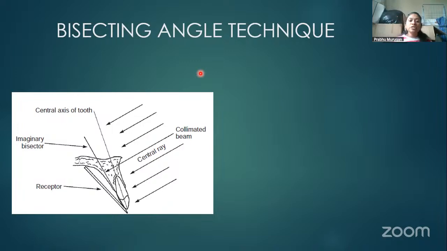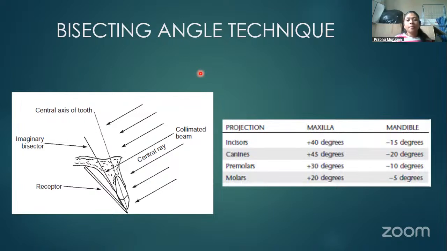When you draw an imaginary line between these two, the line bisecting the angle between the central axis of the tooth and the receptor produces two equal angles on either side. Two isometric triangles are produced here, which is why it is called Cieszynski's rule of isometry. For a perfect bisecting angle technique, we need to use certain projection angles; only then will you have a correct image. For the maxilla the projection angles are positive, and for the mandible they are negative. This is what has ideally been used for years together now.